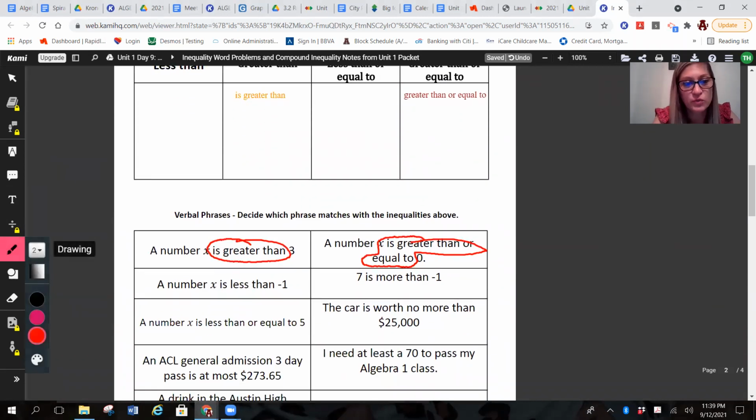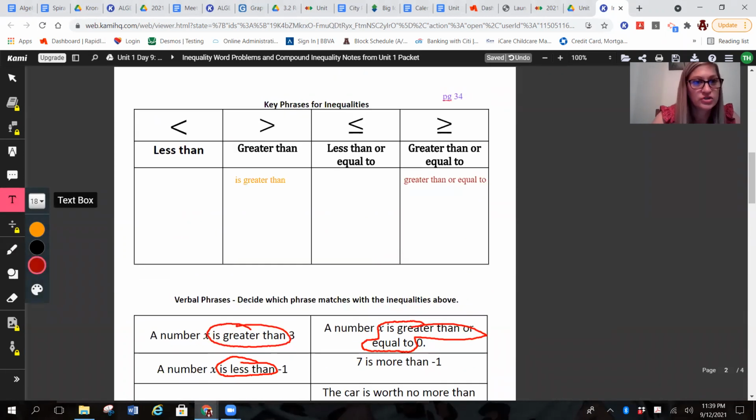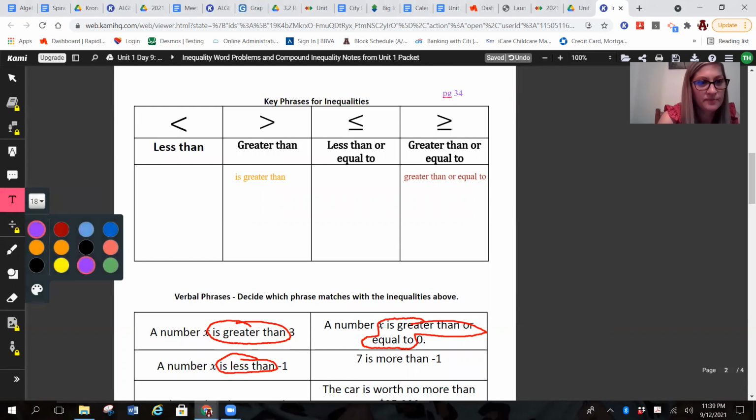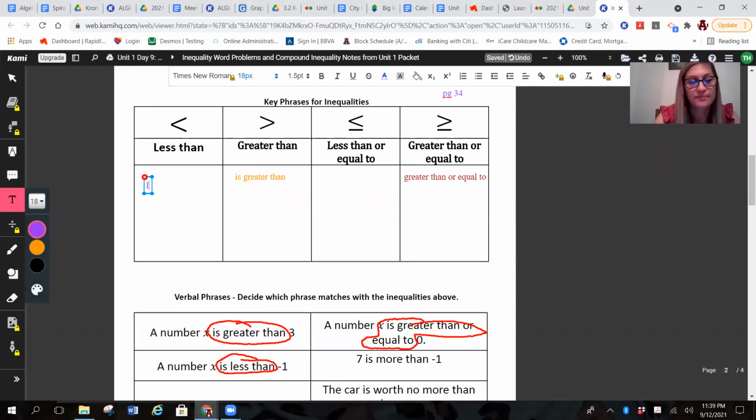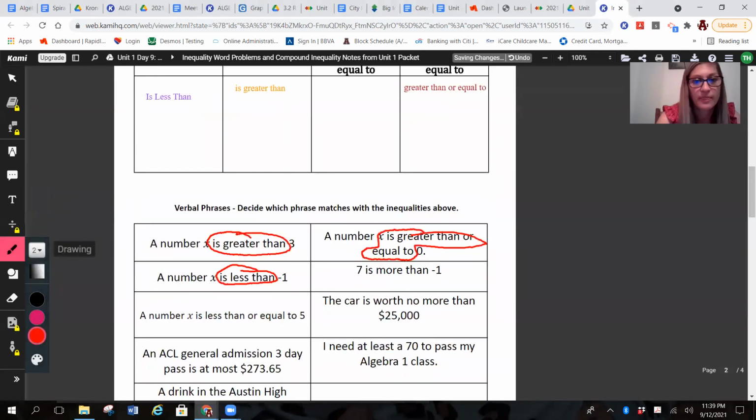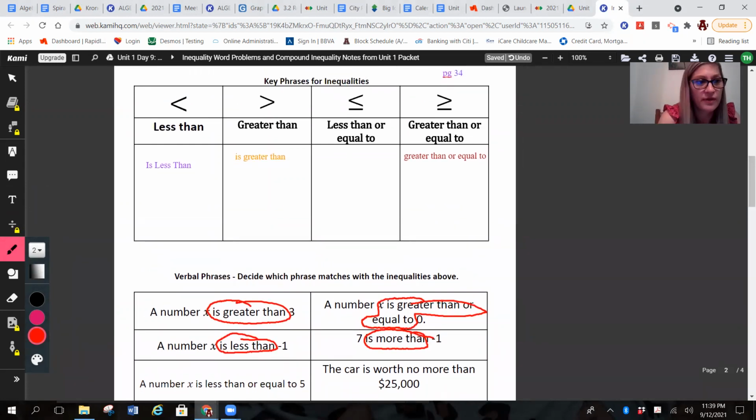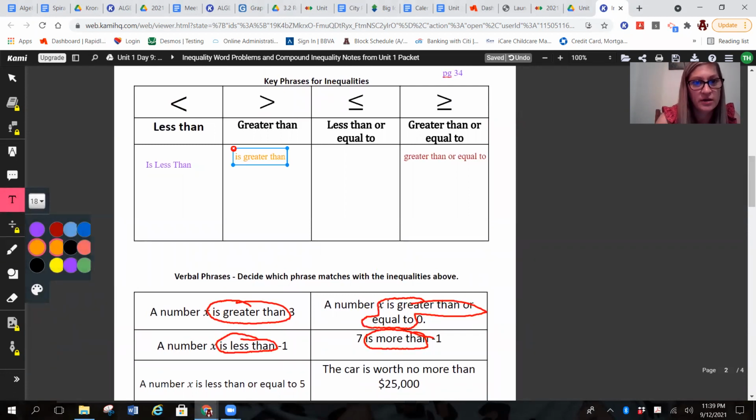Okay, the next one says a number x is less than -1. So that would be a less than. Is less than would make a less than sign. 7 is more than -1. So is more than is another way of saying greater than.